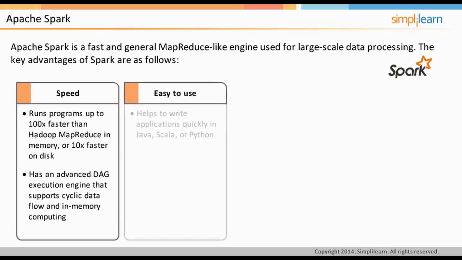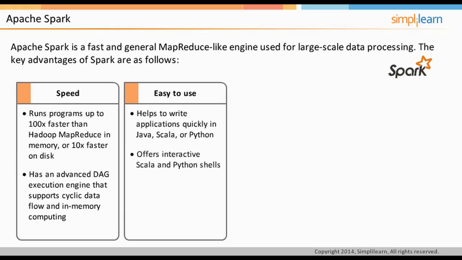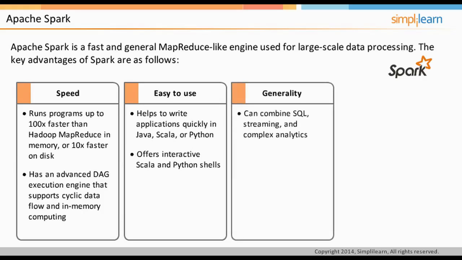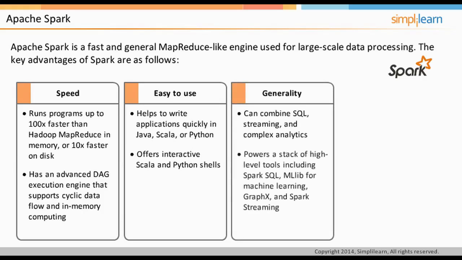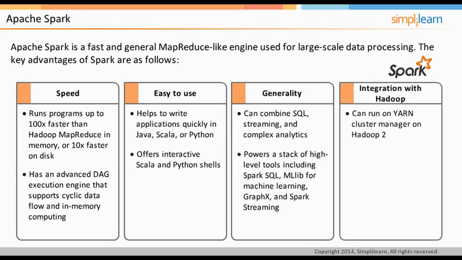Secondly, Spark is easy to use. It offers support to write applications quickly in Java, Scala, or Python. It offers interactive Scala and Python shells. Thirdly, Spark provides generality. It can combine SQL, streaming, and complex analytics. It powers a stack of high-level tools, including Spark SQL, MLlib for machine learning, GraphX, and Spark Streaming. Fourthly, Spark is integrated with Hadoop. Spark can run on Yarn Cluster Manager of Hadoop 2 and can read any existing Hadoop data. In the next screen, we will focus on Apache Spark tools.